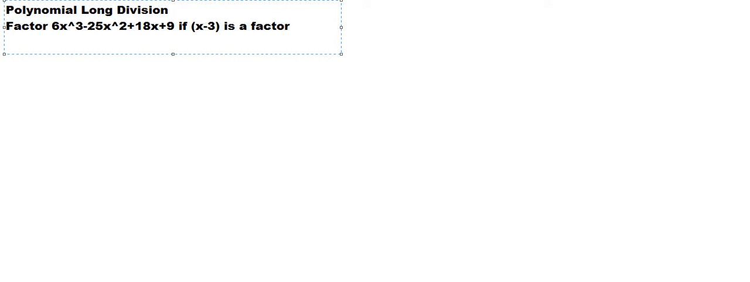you to factor 6x cubed minus 25x squared plus 18x plus 9 if x minus 3 is a factor. Now, if they're telling you that x minus 3 is a factor, you already know that the problem is not going to have a remainder because it factors out perfectly into the problem.